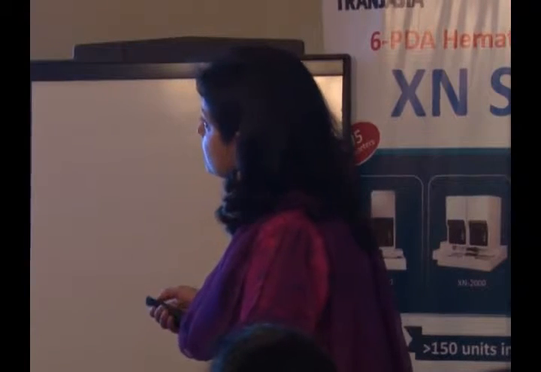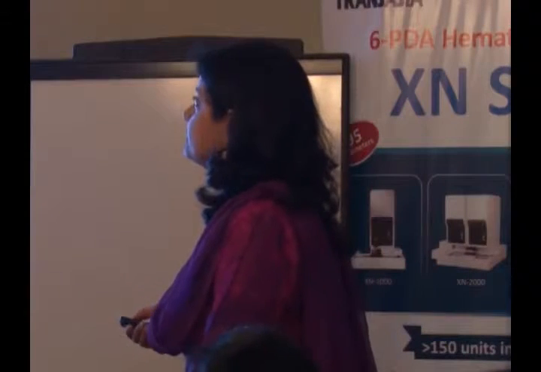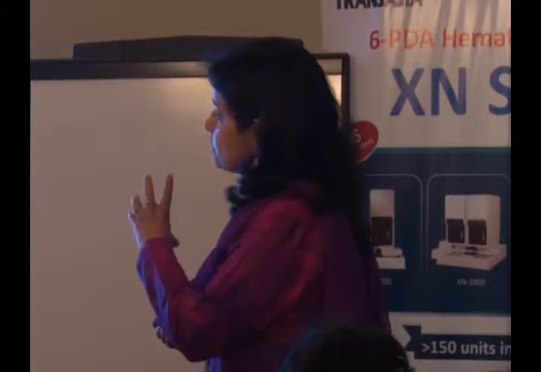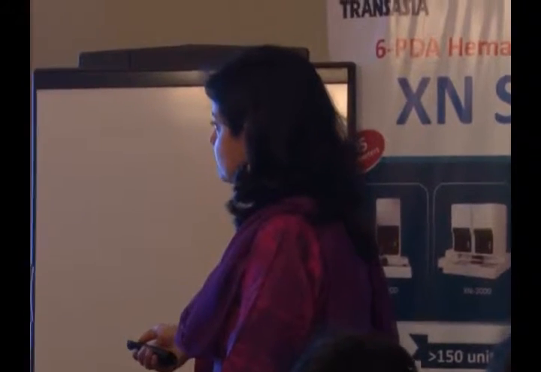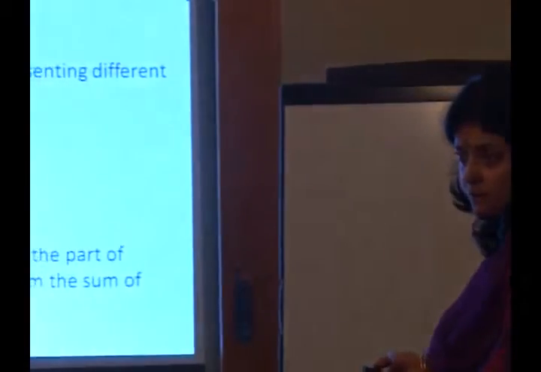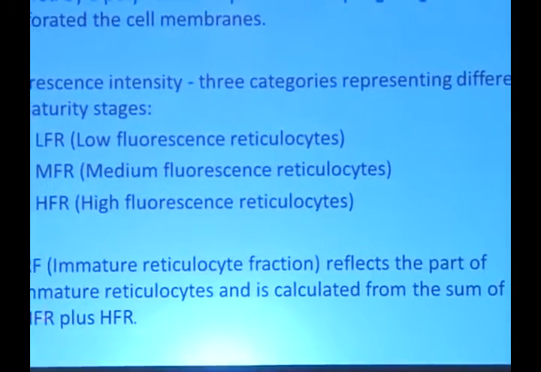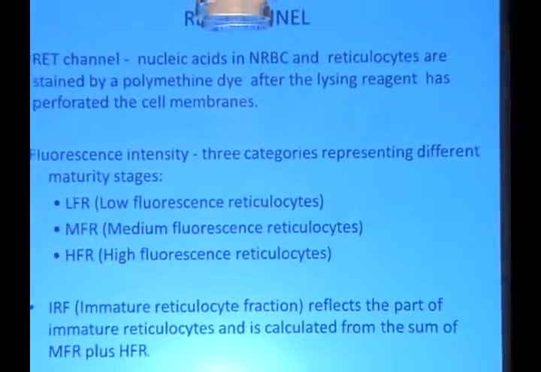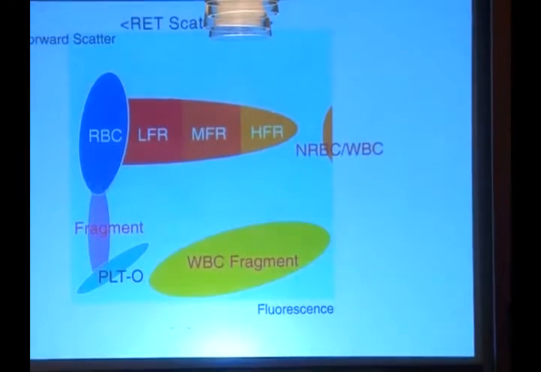In the red channel, the nucleic acids in the NRBC and reticulocytes are stained by a polymethine dye after the lysing reagent has perforated the red cell membrane. And depending on the fluorescence, the reticulocytes are then categorized as low fluorescence, medium fluorescence, or high fluorescence reticulocytes. And the immature reticulocyte fraction reflects the part of the immature reticulocytes which is calculated from the medium fluorescence and the high fluorescence. Now this looks like a fancy channel, but it is of real use.